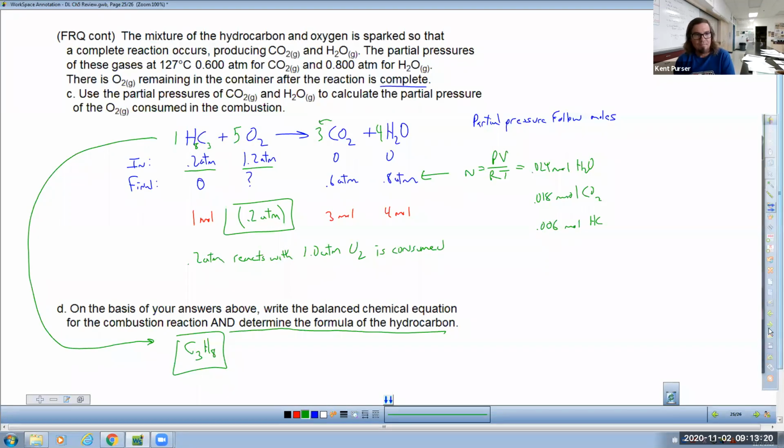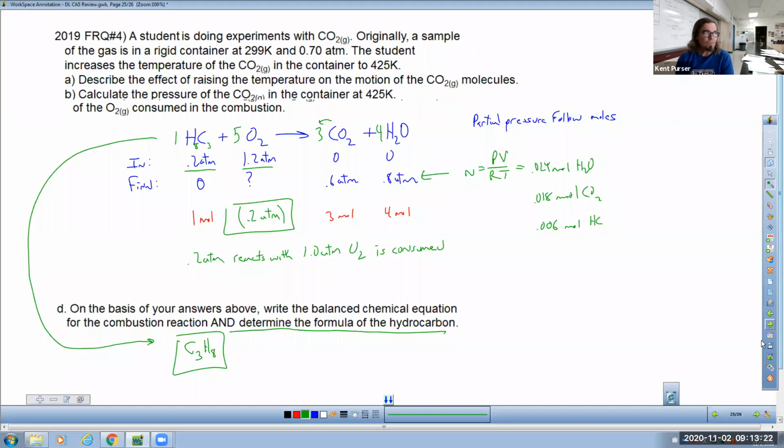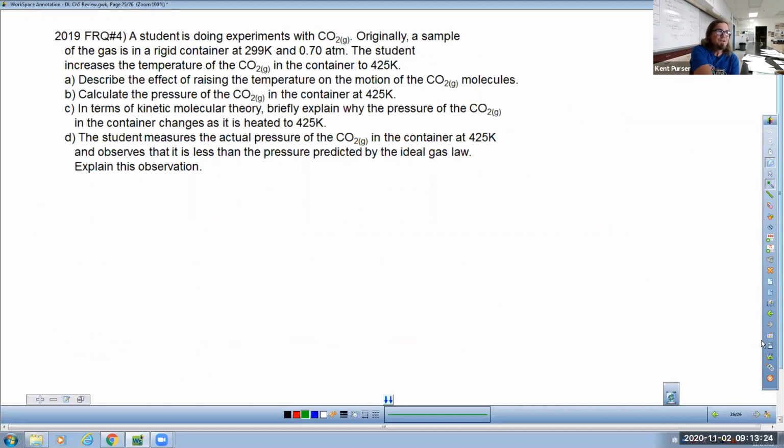Thumbs up? Thank you. All right, a student is doing experiments with carbon dioxide. Originally, a sample of the gas is in a rigid container at 299 Kelvin and 0.7 atmospheres. A student increases the temperature of the CO2 in the container to 425 Kelvin. Describe the effect of raising the temperature on the motion of the CO2 molecules.